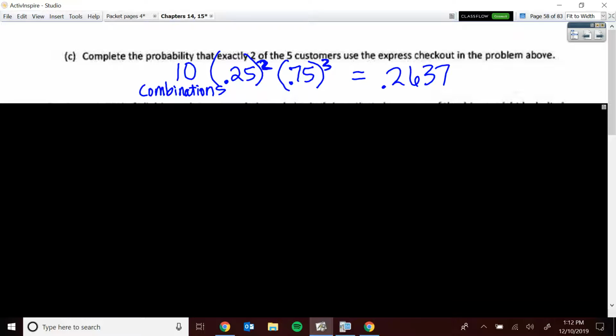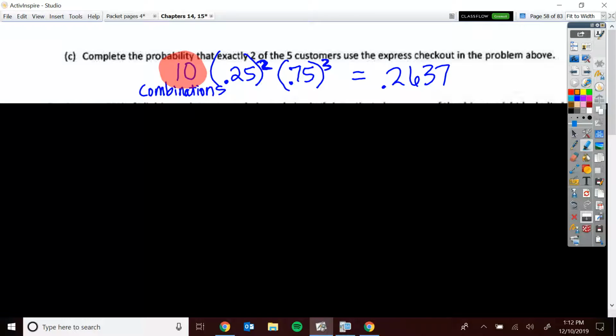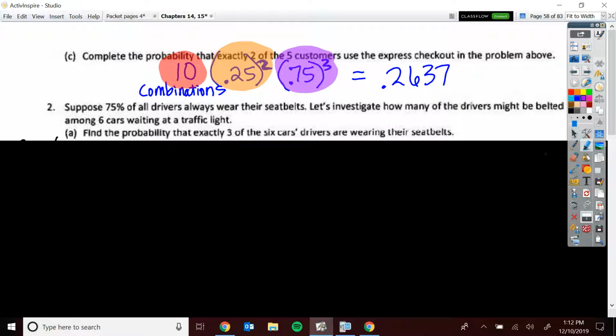Before we go on, let's just review. This first number is your combinations. This second number represents the successes: the success probability and how many there are. And this third number is representing our failures. So you can always keep it sorted that way. It's consistent. So I want you to take a look at this next one.